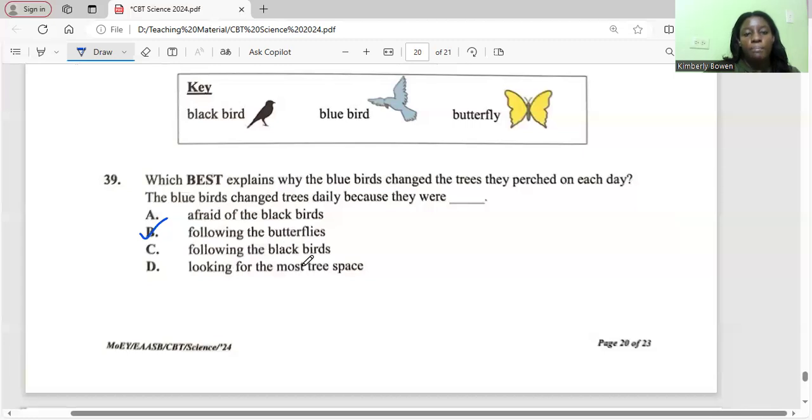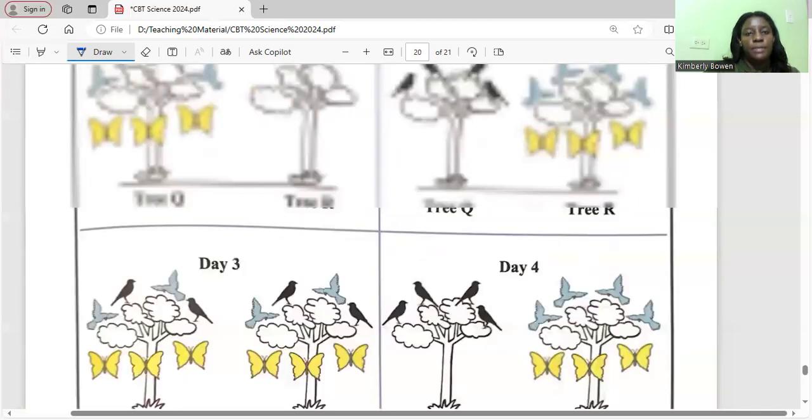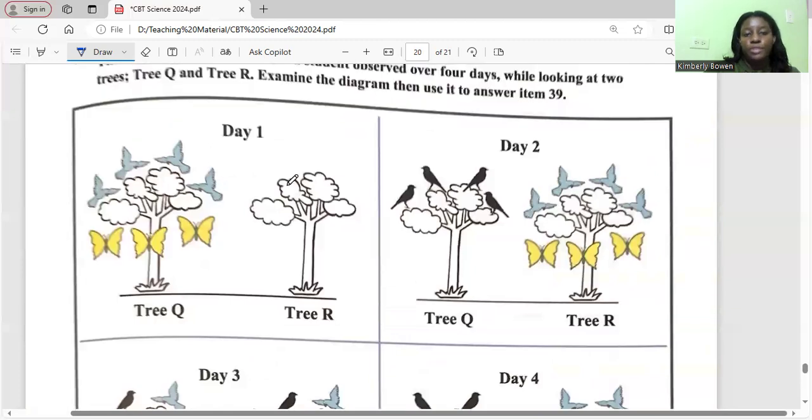Looking for the most tree space? Not necessarily, because for day one, tree R had more tree space. There was nothing on tree R, but they still weren't over there, right? So they're following the butterflies. I saw the pattern as I looked at it.